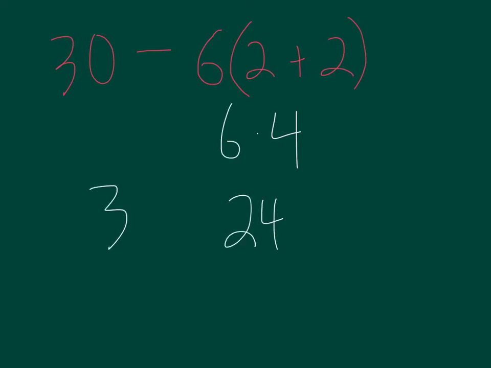Right, it's 24. You would say that's 30 minus 24, and that's 6, right? Okay, so we know that our answer should be 6. Let's see if we can do it the same way using the distributive property.